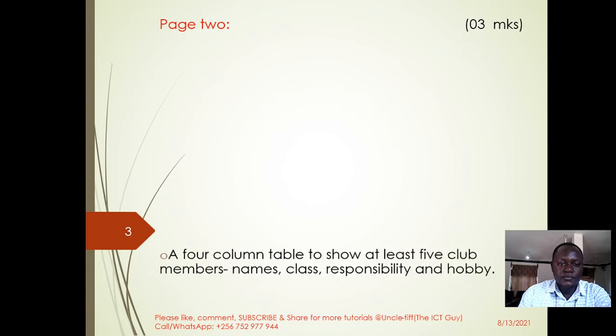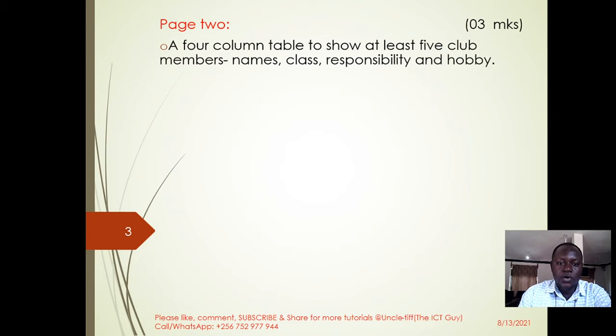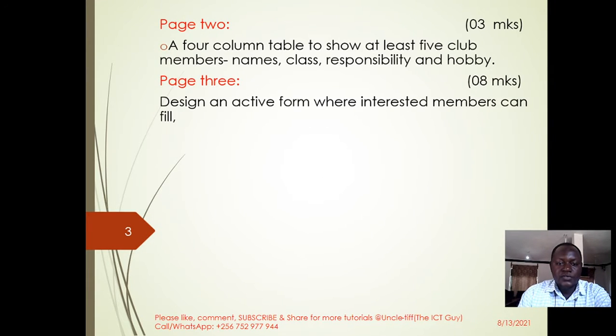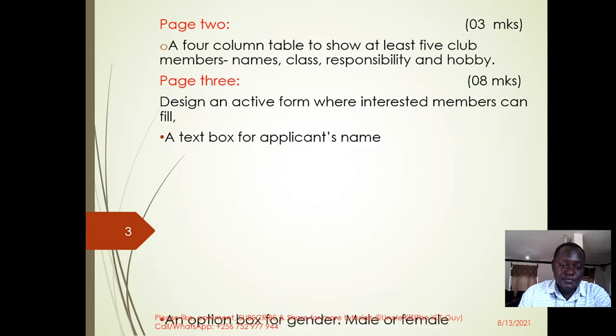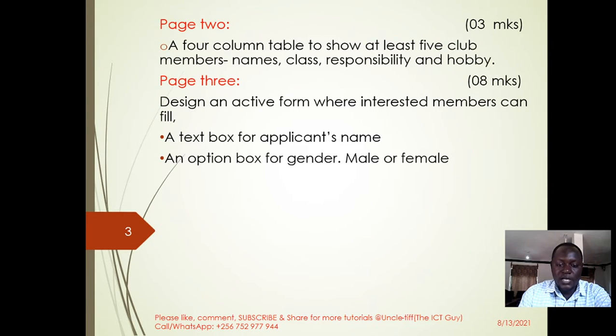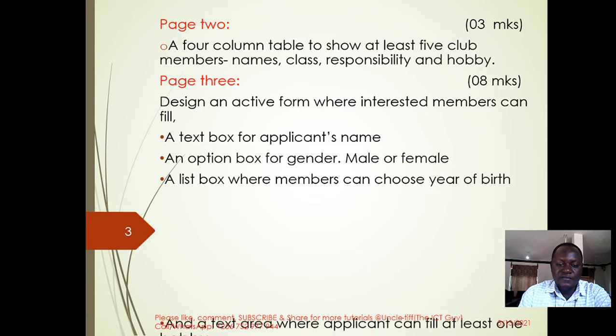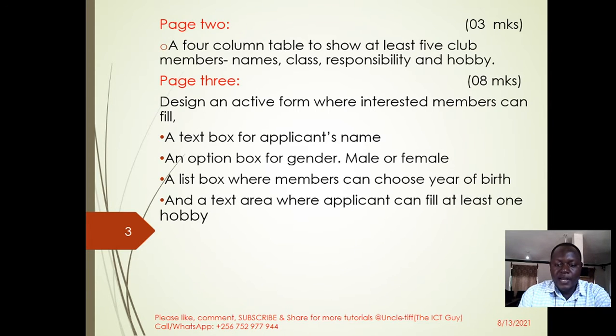Then on page 2, we should include a 4-column table to show at least 5 club members, their names, class, responsibility, and hobby. Then lastly, on page 3, we should design an active form where interested members can fill in. They will be able to fill in their names, and we shall have an option box for gender. We should also include a list box where members can choose the date of birth, and a text area where an applicant can fill in at least 1 hobby.